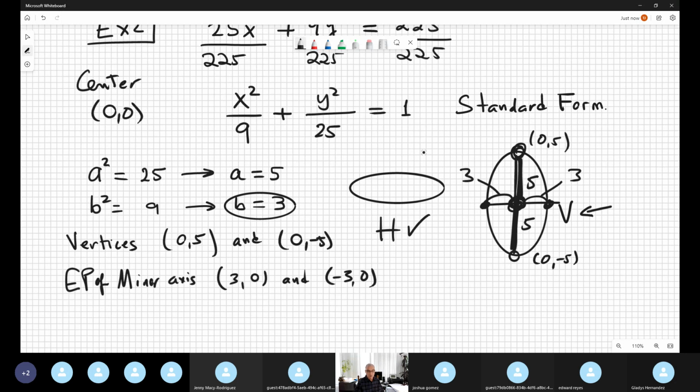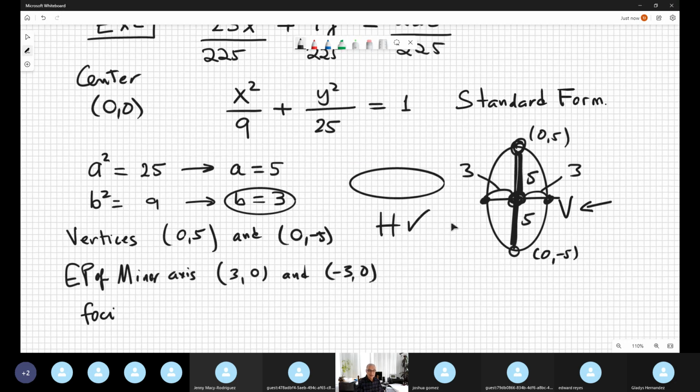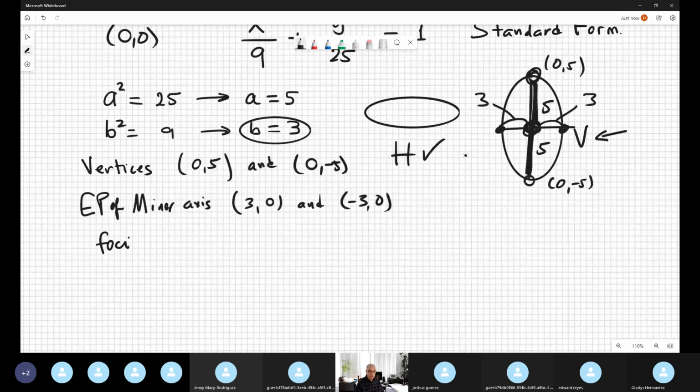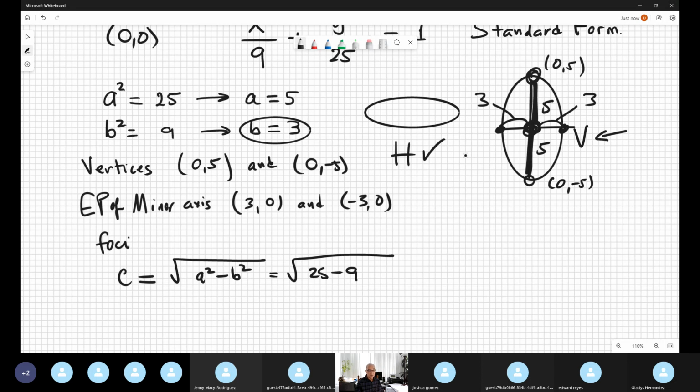Okay. Now what about the foci? You need to find the focal distance. Focal distance is c, and the formula is c equals the square root of a squared minus b squared. And a squared is 25, minus 9 is 16. And the square root of 16 is 4. Okay, that distance is 4.